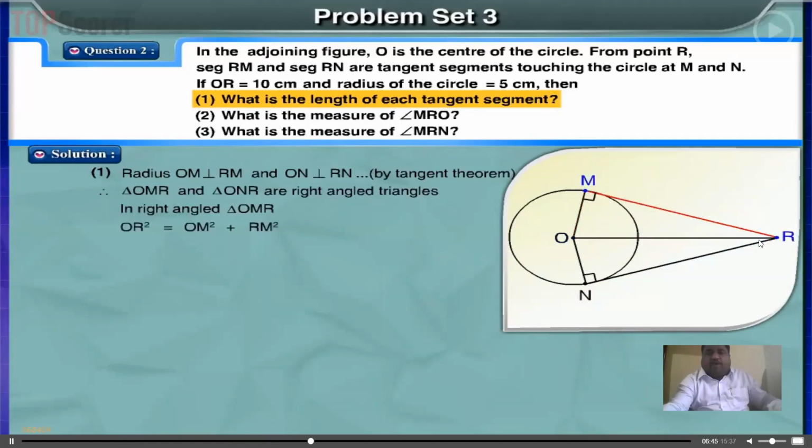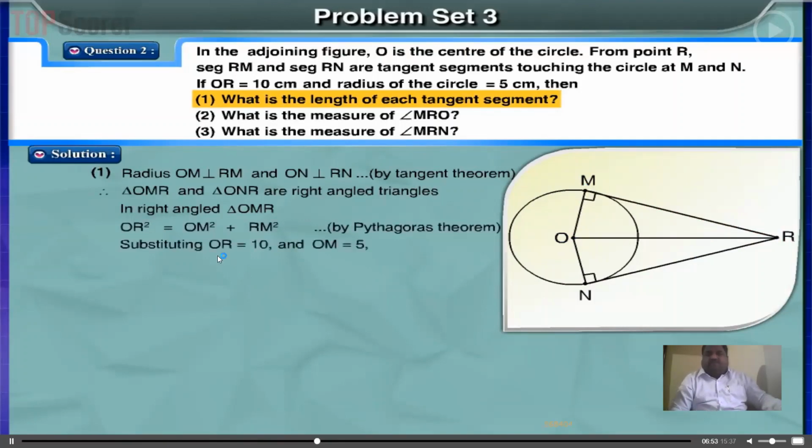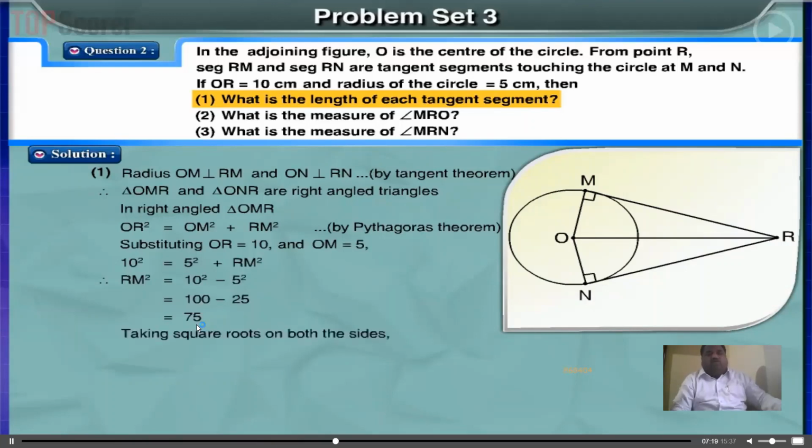In triangle OMR, by Pythagoras theorem, OR square is equal to OM square plus RM square. By substituting the values, we get 10 square is equal to 5 square plus RM square. That is 100 is equal to 25 plus RM square. Means RM square is equal to 100 minus 25, that is 75. By taking square root on both sides, we get RM is equal to root 75. By simplification, RM is equal to 5 root 3 centimeter.